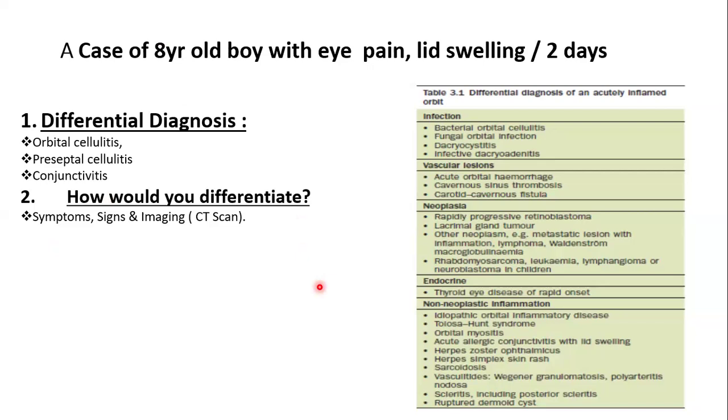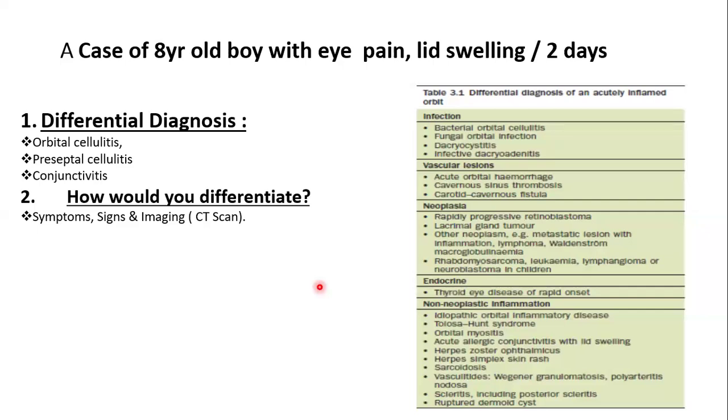In orbital, there'll be restriction of extraocular movements and proptosis will be elicited in orbital. In preseptal, it will involve the tissue only before the septum. So that's how we differentiate orbital from preseptal. There will be changes in the optic nerve functions and there will be limitation of extraocular movements as well. Pupillary reaction we need to check.